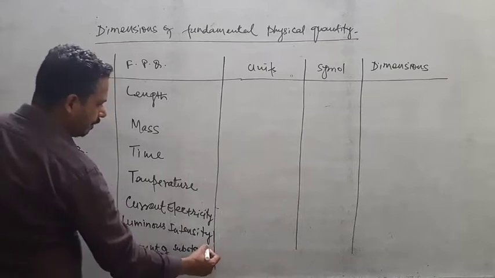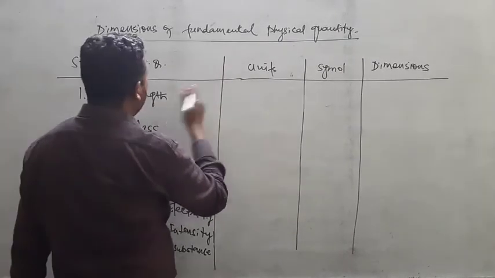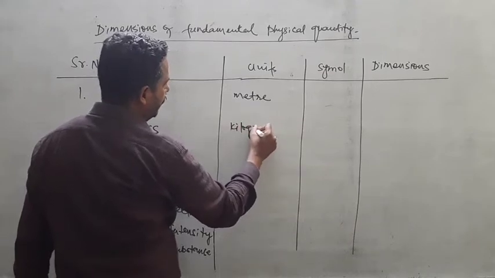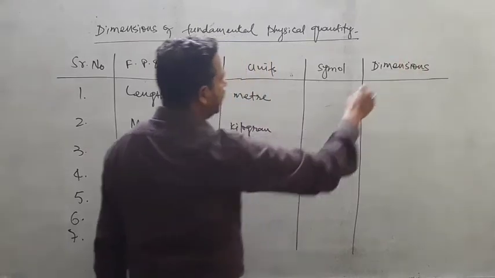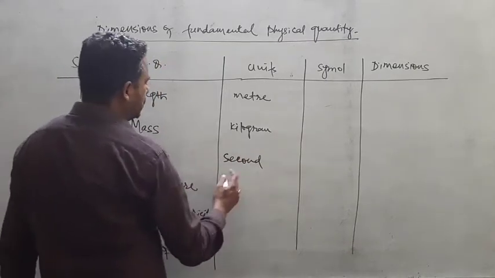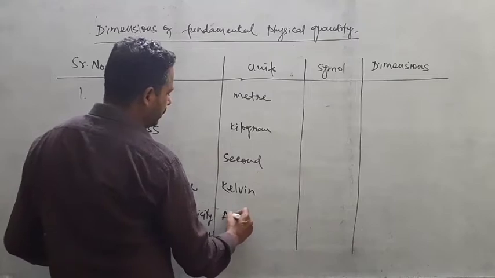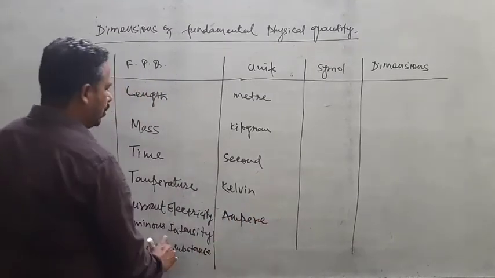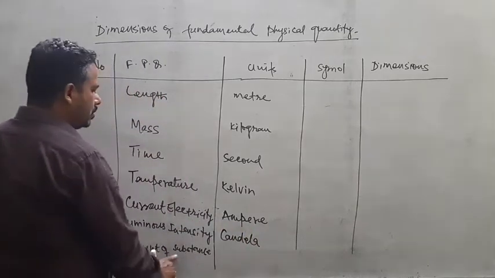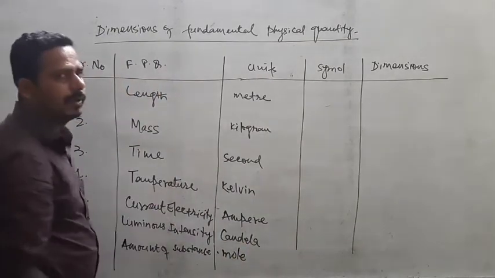Accordingly, you know the unit of length: length is measured in meter, mass is measured in kilogram. Because to find the dimension, you need units. Now time is measured in second, temperature is measured in Kelvin, current electricity is in ampere, luminous intensity is in candela, and amount of substance in mole. So these are the units of all these 7 fundamental quantities.